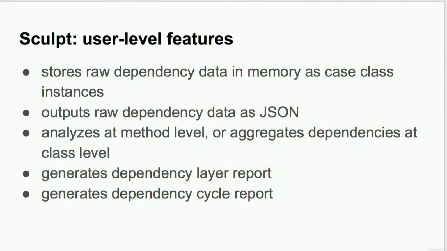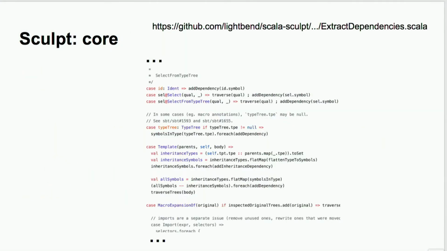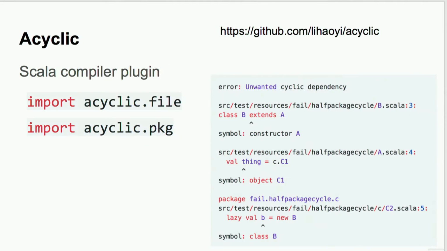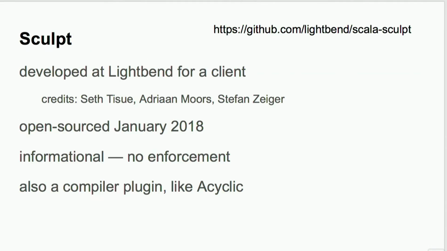Oh, I didn't repeat the question. So the question was whether binary artifacts have been published. This is a compiler plugin like Acyclic. It's informational only, so there's no attempt to enforce any particular policy. We're just producing data that you can do what you like with.